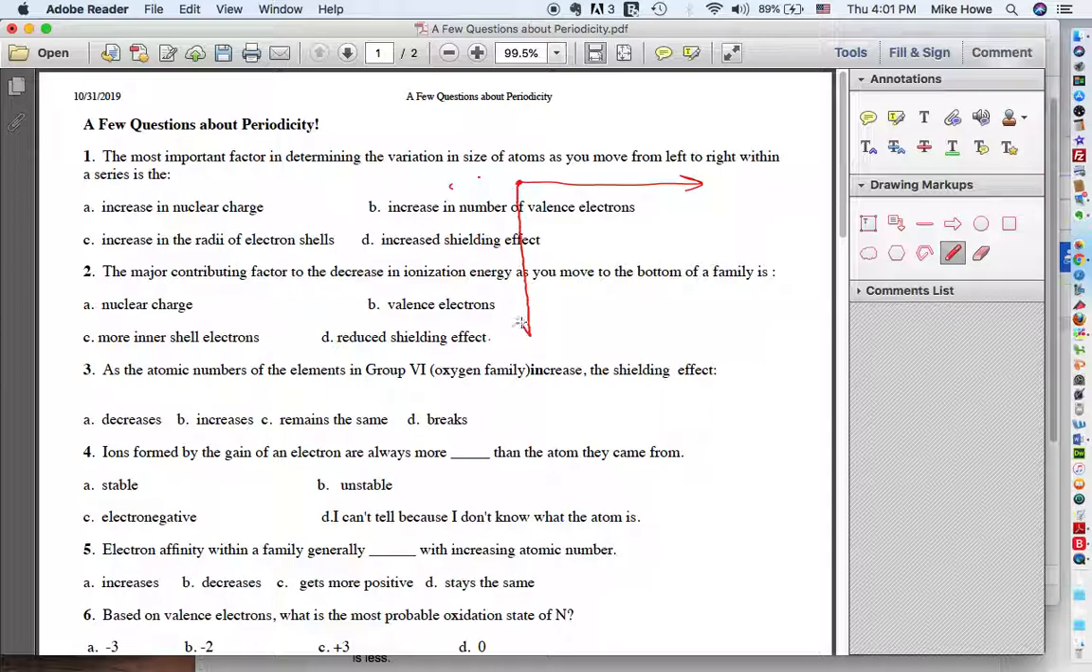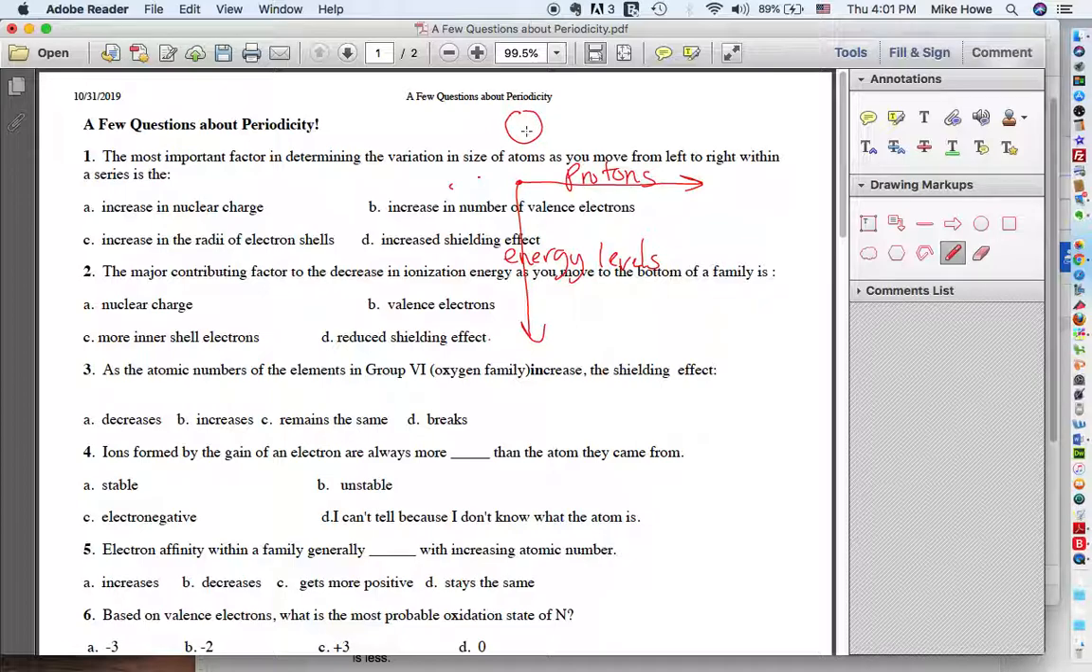Okay, so we had two trends. So as you go this way, we're talking about protons affecting all of the properties. As you go this way, we're talking about energy levels affecting the properties. So as you go left to right, it's kind of like this in terms of size.